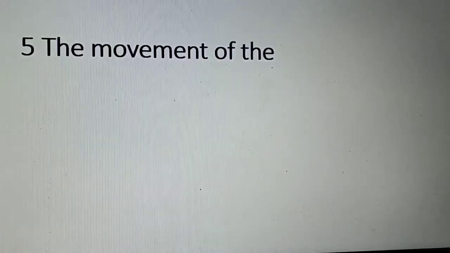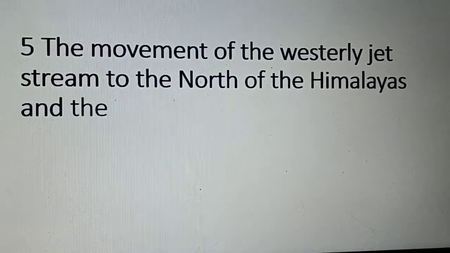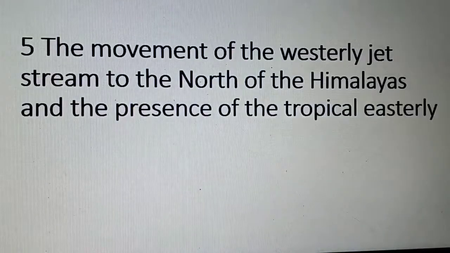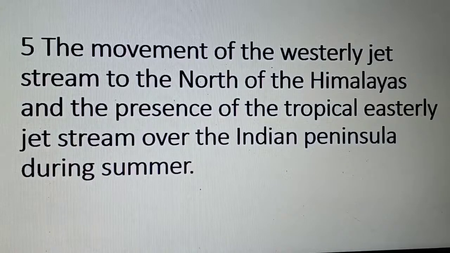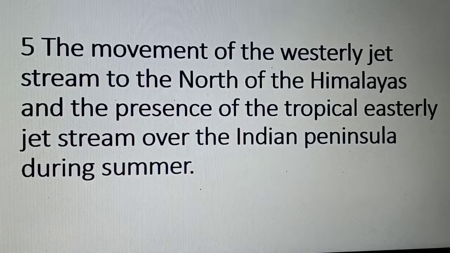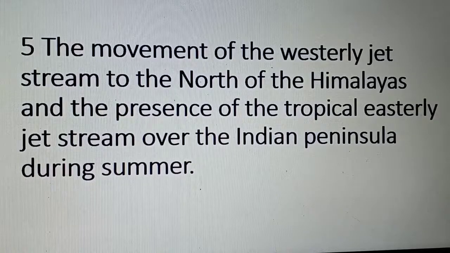Next, the movement of the westerly jet stream. Firstly we will discuss the westerly jet stream. It enters our India and goes from west to east. The westerly jet stream moves to the north of the Himalaya, and the tropical easterly jet stream moves from east to west and covers the Indian peninsula during summer. So these factors affect the mechanism of monsoon.